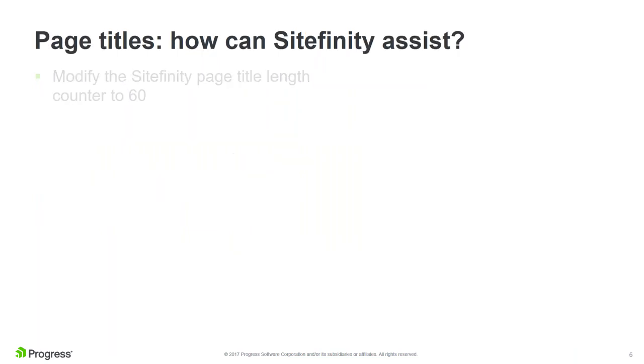So how can we assist content managers with page titles in Sitefinity? First of all, you can modify the Sitefinity page title length counter. I think it's about 70 out of the box. You can adjust it back to 60. We will have some documentation when we present these slides in the follow-up email for this webinar. So you can adjust that to about 60. It may help your content managers to keep that in mind if that's what they're looking for.